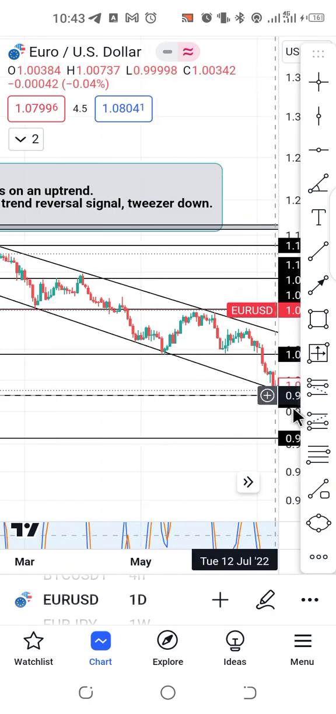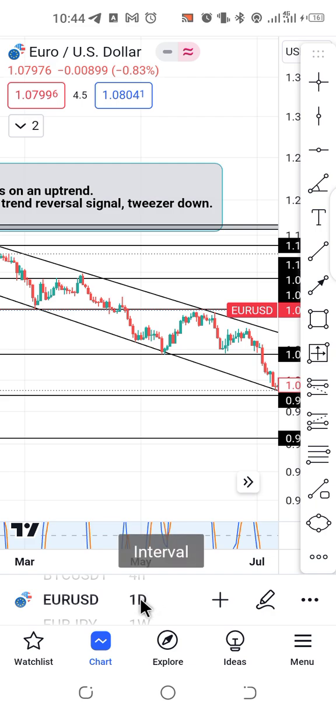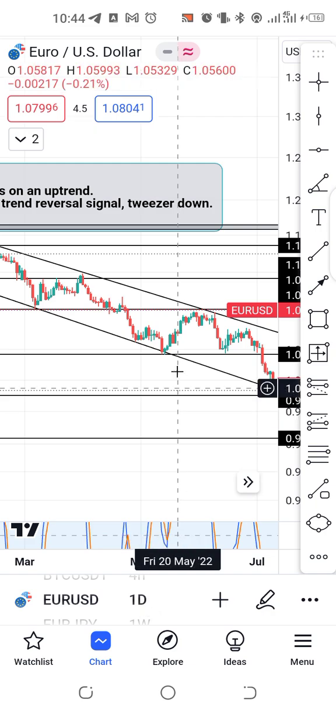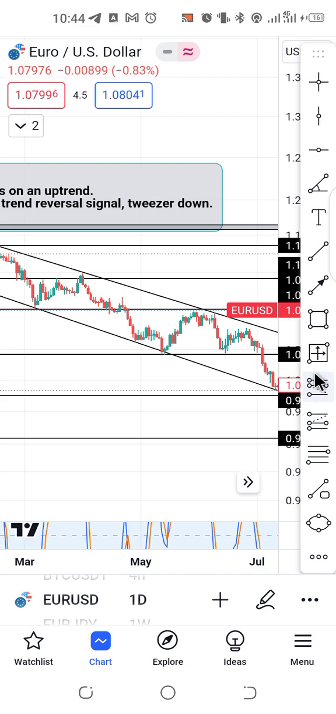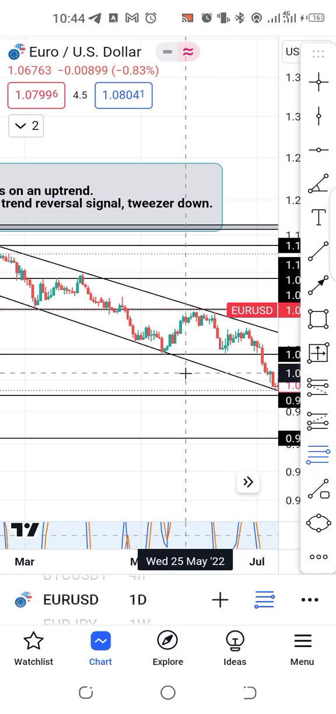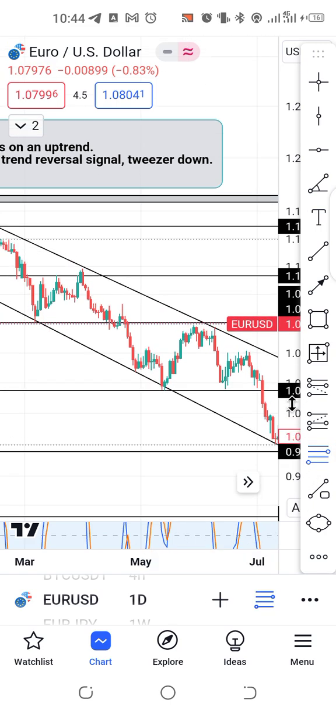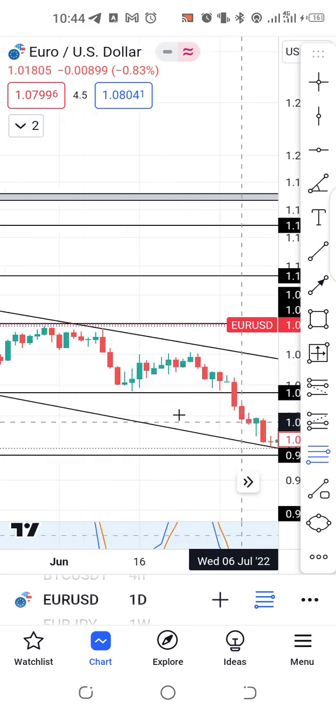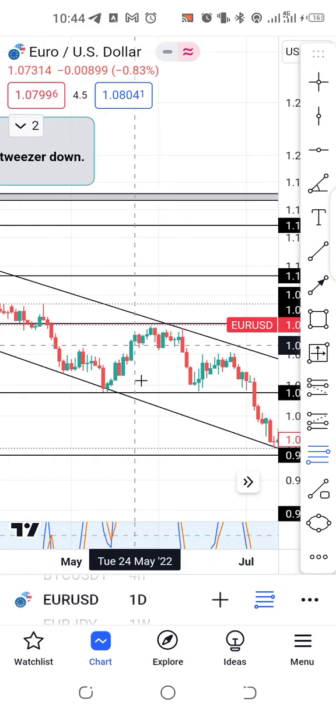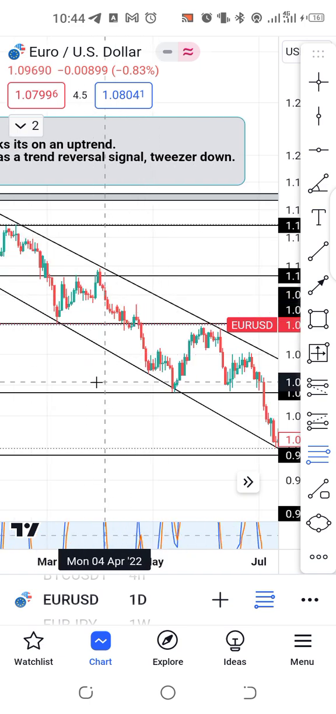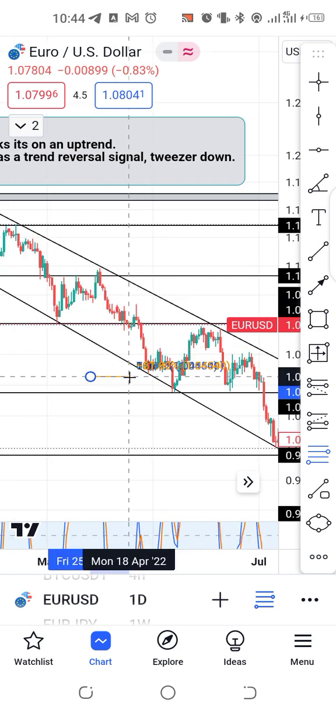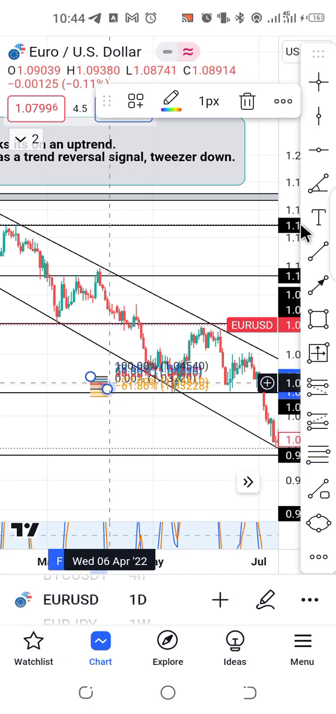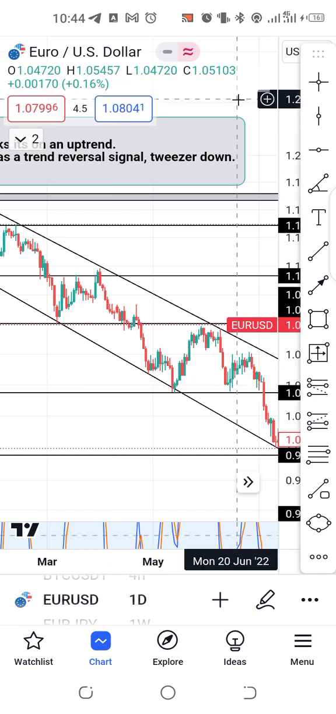To begin from a bigger time frame, what you are seeing here is a daily time frame for EUR/USD. When we say daily time frame, we mean that each candlestick you see here represents one day. Each of the candlesticks in this chart represents one day. All right, now let's move on.